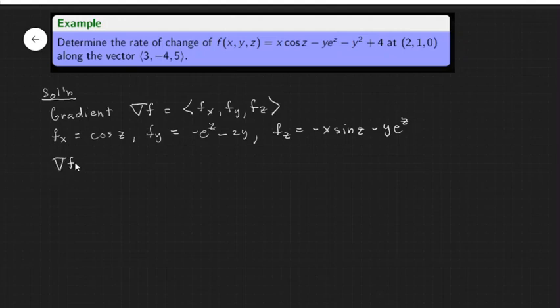So the vector grad f evaluated at the point of interest 2, 1, 0 must be equal to: first component cosine 0, which is 1. Second component is negative e raised to 0 minus 2 times 1, so negative e to the minus 2, which is... third component is sine 0 is 0, so we have 0 minus 1 times e raised to 0, so we have negative 1.